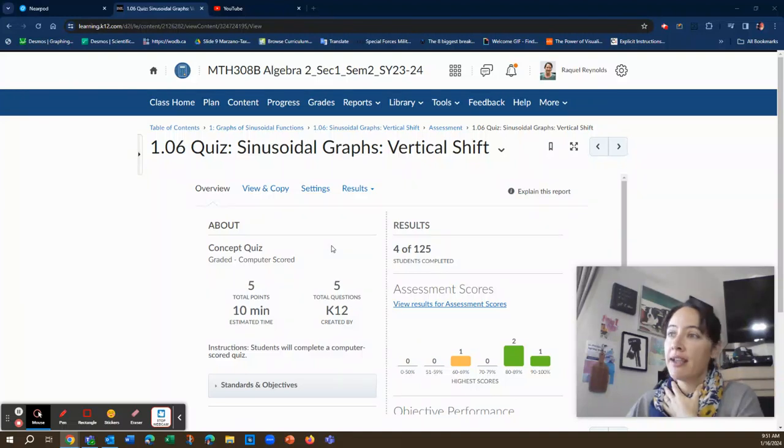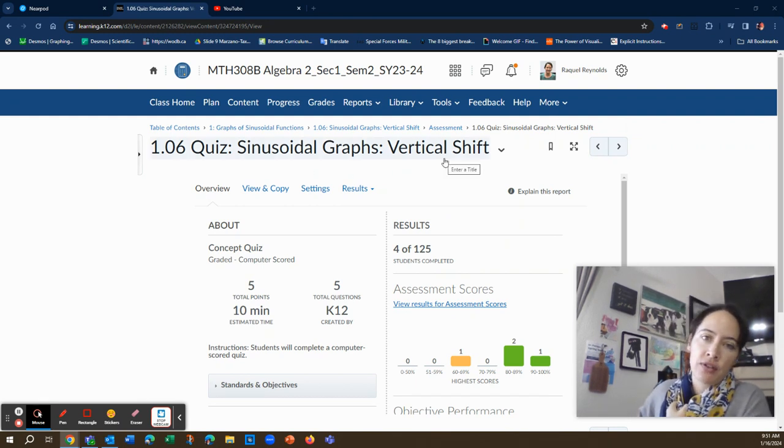Well, hello everybody. I was searching to see if I had a help video from last year for 106, and I don't. So this is Algebra 2, Semester B, or second semester. We're going to look at quiz 106, the sinusoidal graph's vertical shift. Even though it says vertical shift, it's actually going to talk about all of the things: amplitude, period, and vertical shift. So I wanted to get this out to you guys.